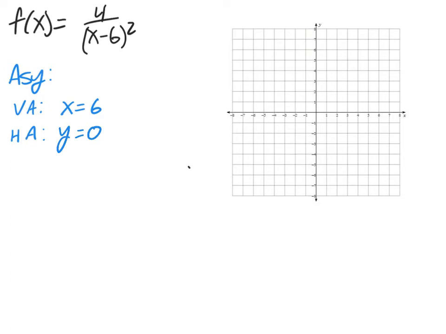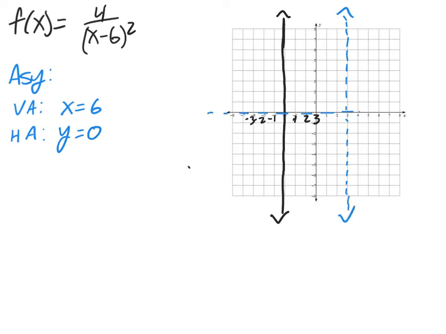This is not the greatest graph for this, so let me move our y-axis here. So this is going to be 1, 2, 3, -1, -2, -3, because we need a little bit of space. All right, so our vertical asymptote would be at 6. So that's going to be here now. And our horizontal asymptote we said was at 0.